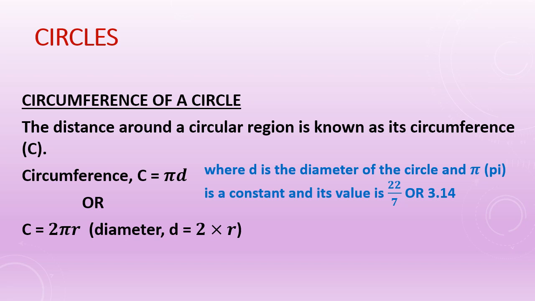So children, the formula to find circumference of a circle is pi d or 2 pi r. Why can we apply 2 pi r? Yes, diameter is twice the radius. So instead of d, we can substitute 2r. So we get the formula C equals 2 pi r, where r is the radius of the circle. So in the question, if diameter is given, we can use C equals pi d. And if radius is given, to find the circumference, we can use the formula C equals 2 pi r.